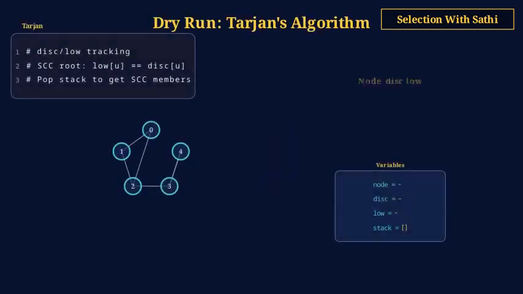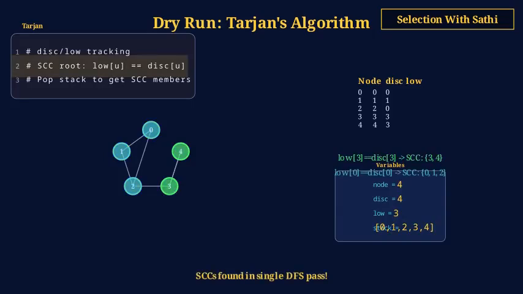Now Tarjan's algorithm on a 5-node graph. Edges 0 to 1, 1 to 2, 2 to 0, 1 to 3, 3 to 4, 4 to 3. Visit node 0, disk 0, low 0, push to stack. Visit node 1, disk 1, low 1, push to stack. Visit node 2, disk 2, low 2, push to stack.